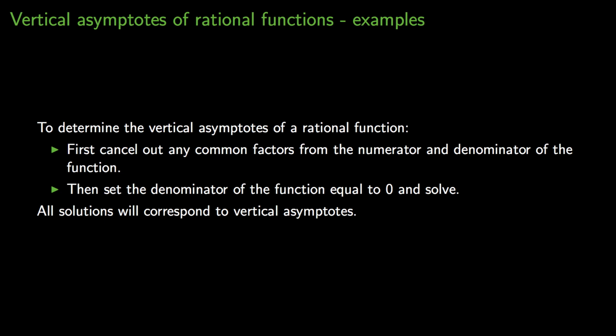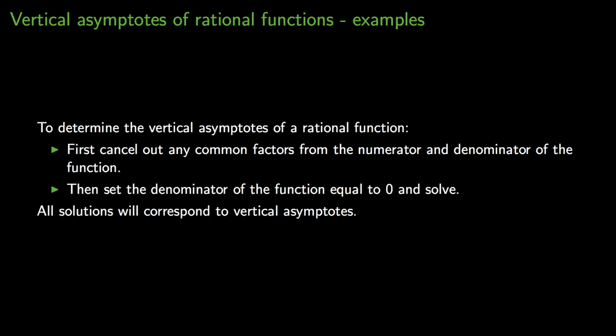For any rational function that I get, first I'm going to cancel out any common factors that there might be in the numerator and denominator. Normally I would not be allowed to do this. It might change the domain, it might mess up the graph. But because we're talking about asymptotes, because we're talking about limits, I'm allowed to do this.